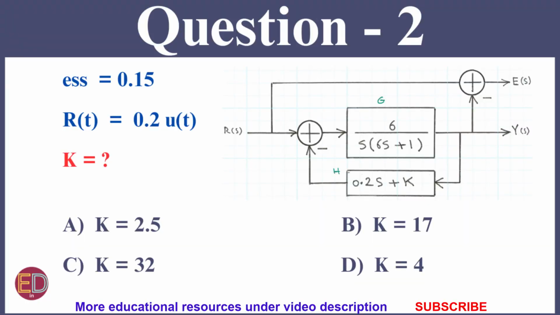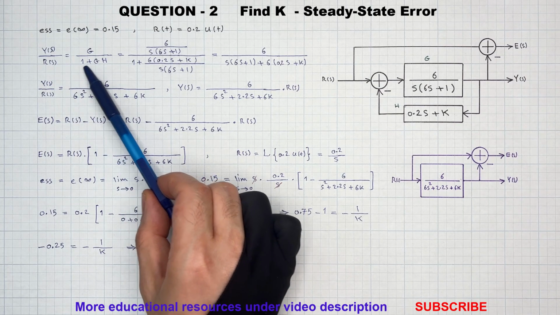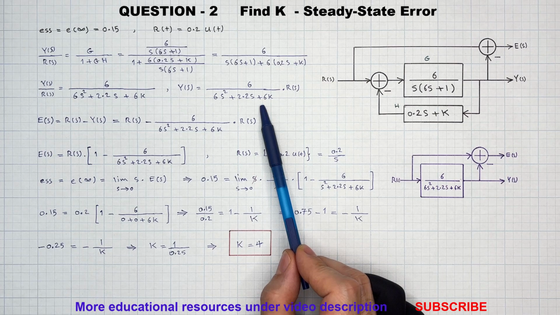Question 2. For this non-unity feedback system, we need to find the constant K for a desired steady-state error of 0.15 and a step signal input with amplitude of 0.2. First, we determine the overall system transfer function. Here, the error signal E of s is defined as input R of s minus the system output Y of s. The output Y is the system transfer function multiplied by the input R.